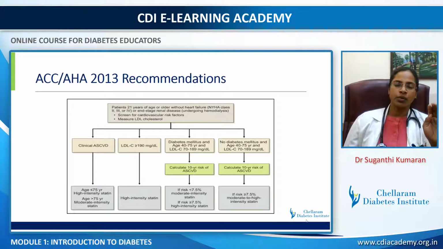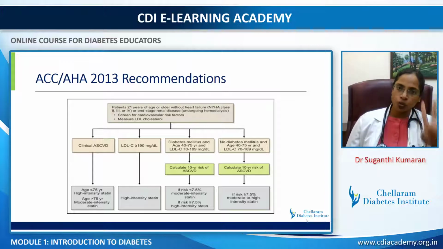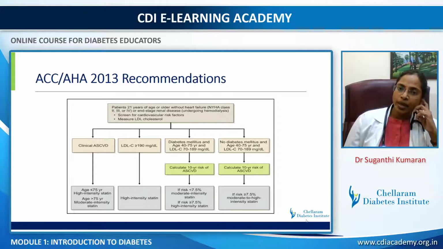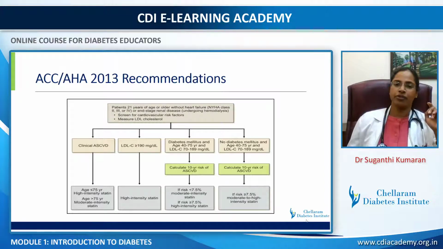So to determine which patient goes on statin therapy, we classify them into four major categories. Clinically present atherosclerotic cardiovascular disease, they have to go on the medicine. LDL cholesterol greater than or equal to 190. Diabetes mellitus patients with age 40 to 75 and LDL of 70 to 189. Non-diabetics, however, their LDL cholesterol is 70 to 189 with a calculated 10-year risk greater than or equal to 7.5.